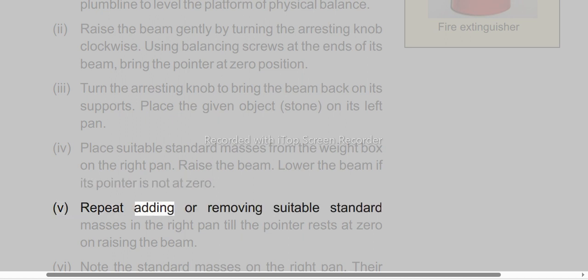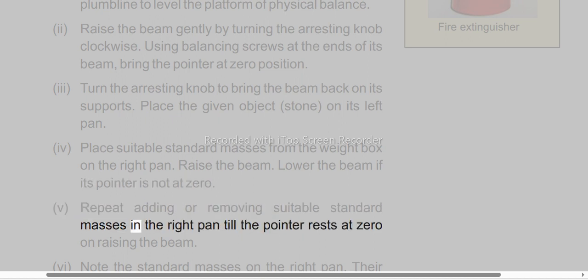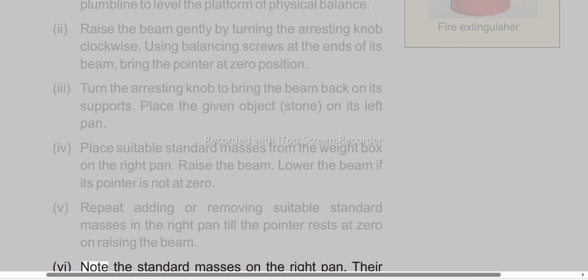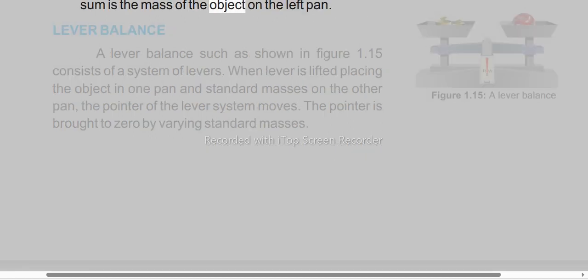5. Repeat adding or removing suitable standard masses in the right pan till the pointer rests at 0 on raising the beam. 6. Note the standard masses on the right pan. Their sum is the mass of the object on the left pan.